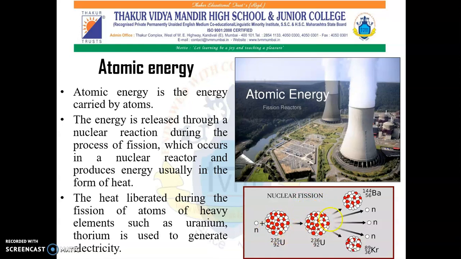During fission, splitting of atoms takes place and a lot of heat energy is liberated. This heat energy in turn is used to boil water. Steam generated in this way is used to rotate the turbine to generate electricity. Nuclear power plants do not burn fuel, so they do not produce greenhouse gas emissions.